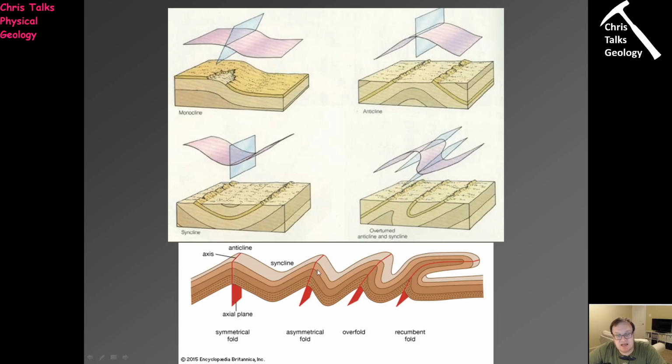Now the thing you will notice about a symmetrical fold, an asymmetrical fold and an overfold is if you look at the axis, they're all just points on the surface, because the axis tells you nothing about which way the fold is leaning. Okay, it just tells you about the fold's orientation. It's only when you discuss the axial plane that you actually know which way the fold is leaning. Okay, I know that's a lot of information. I'm just trying to get it out now because we're going to cover it again and again and again. So hopefully by the end you'll have a pretty firm grip of the axis and the axial plane.